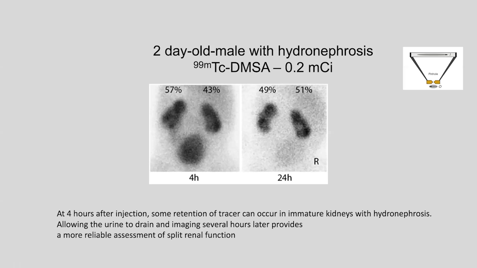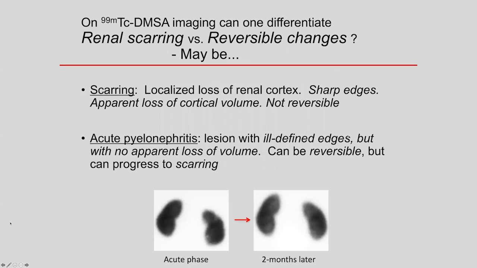So it's important to keep in mind that in very young patients or patients with poor function, it is possible, when looking for split renal function, to be misled. So it's best to wait longer, allow the tracer in the urinary system to drain, and then the MSA remains tucked into the proximal convoluted tubules, and you get a much better idea of split renal function.